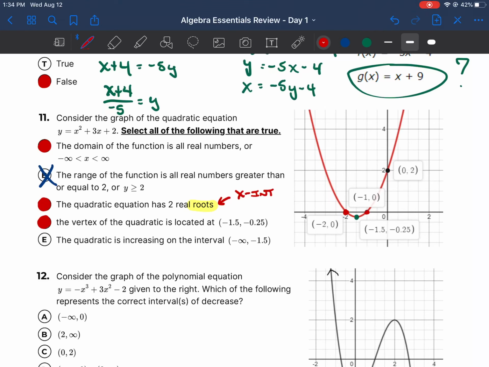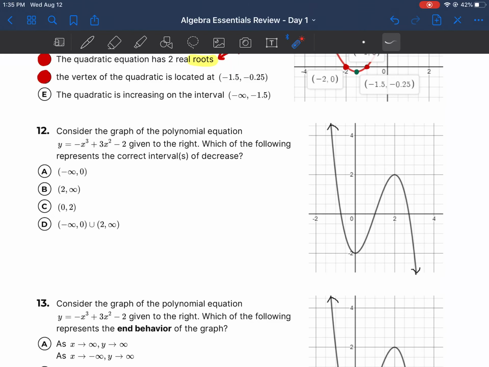And then statement E, the quadratic is increasing on the interval -infinity to -1.5. Well, remember that increasing means that on that interval, from left to right, the y values are getting larger. If we look from -infinity to -1.5, and we're talking about the x values, by the way. When we talk about intervals, we talk about x values. So if I look from -infinity all the way to -1.5, so -1.5 stops right there, you can see the x value at -1.5. We can actually see that these y values were decreasing. So that is not true.